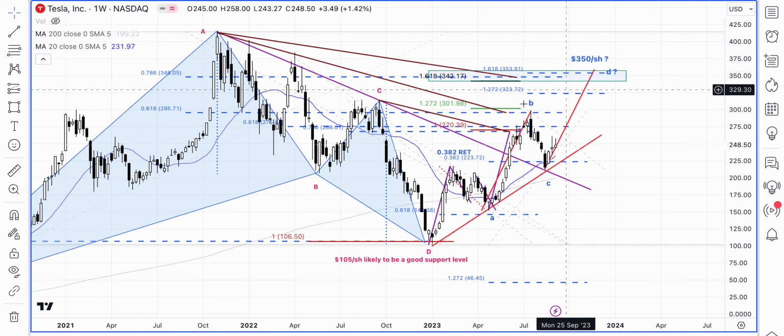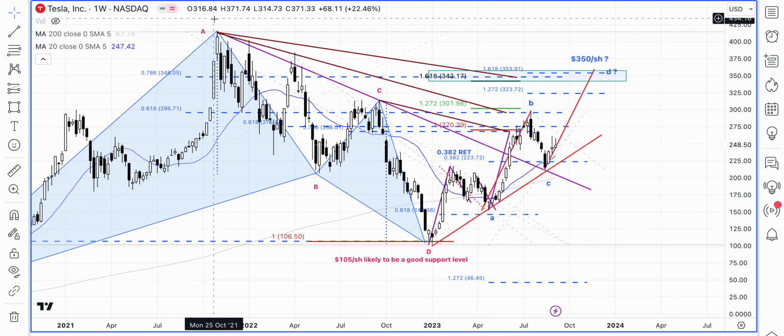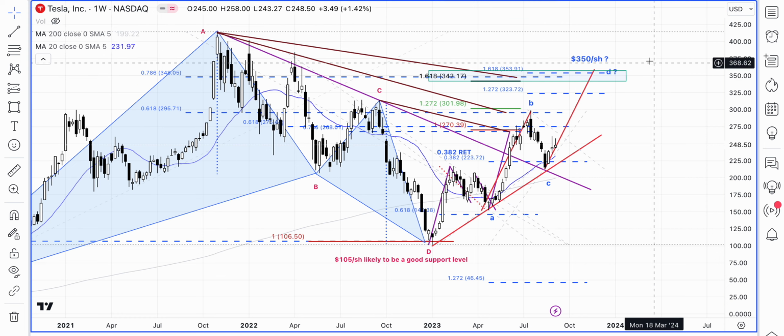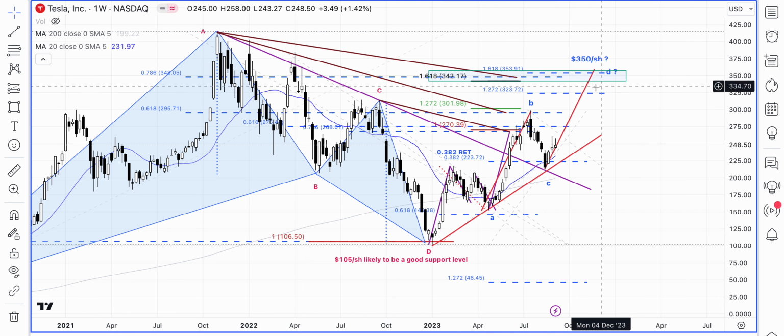Because what it would also mean is it would be a 1, 2, 3, a three drives to the top pattern as well, with this high below the all-time highs reached in November 2021. So this is something we will need to pay very close attention to, the $350 per share level.